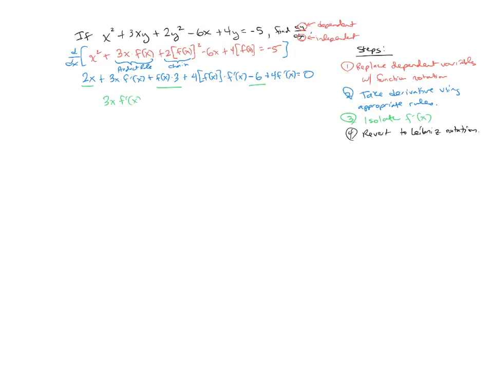3x times f prime of x plus 4 f of x times f prime of x plus 4 f prime of x equals negative 2x minus 3 f of x plus 6. And then, to isolate the f prime, it's a common factor now in everything on the left-hand side. So I'm going to pull it out. That'll leave me with 3x plus 4 f of x plus 4.